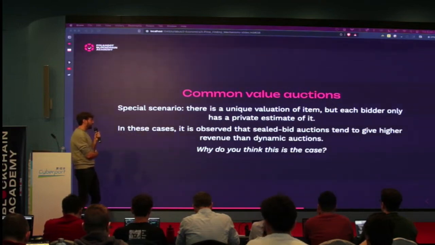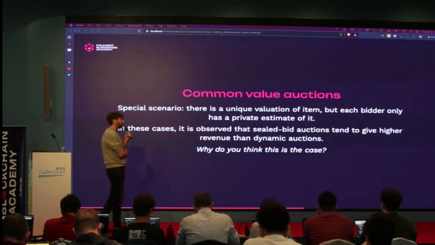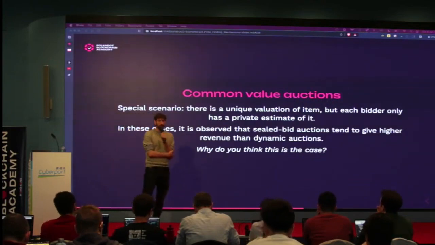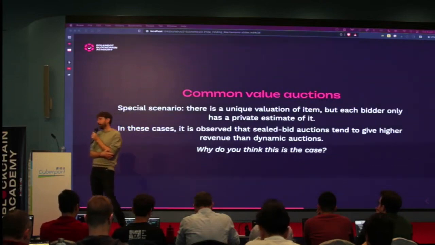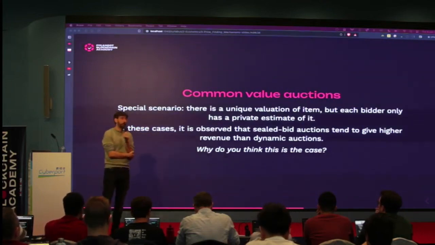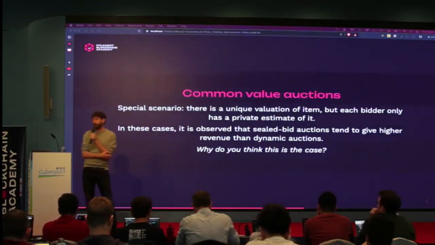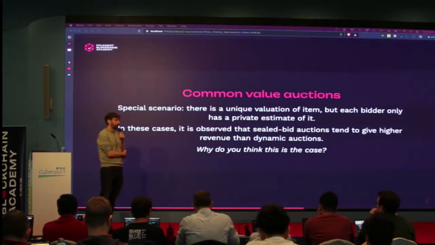In these cases, it is observed that sealed bid auctions tend to give higher revenue than dynamic auctions. So in reality, we have to observe that the revenue equivalence theorem is broken, unfortunately. Why do you think that is?